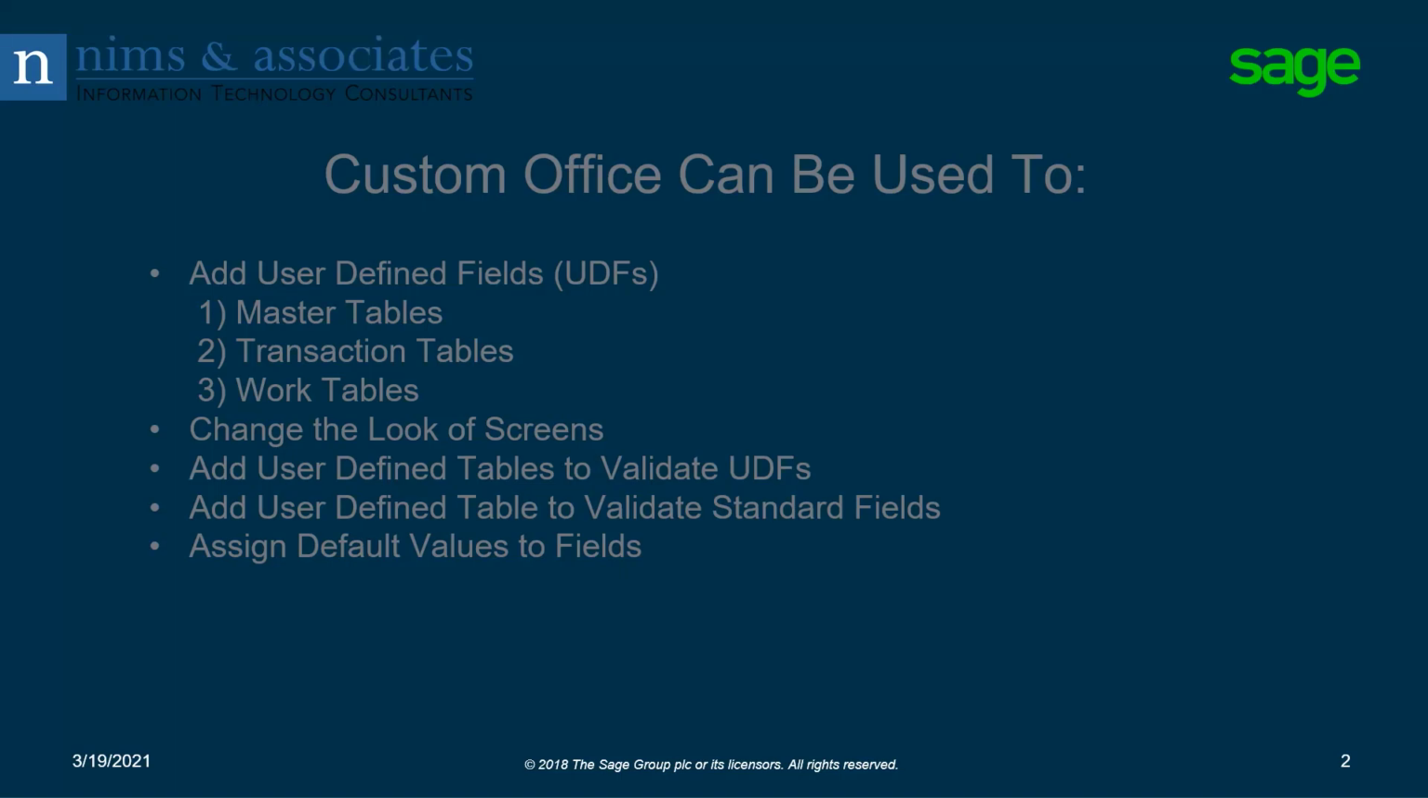Another use of Custom Office is you can, in some circumstances, use it to define default values to fields. So if there's a particular field on a particular screen and you want it to have a default because the user doesn't normally select that field, you can set it up so it defaults a value in. You can also make any of the fields required. And if you make a field required, then the user must populate a value in that field before being able to save that entity. For example, think about the customer maintenance screen. You might have a field, standard field is customer type, and you want to make sure that it gets populated every time a new customer is set up.